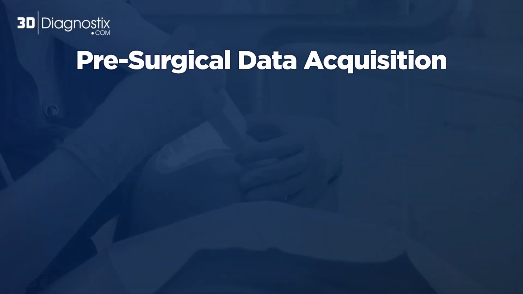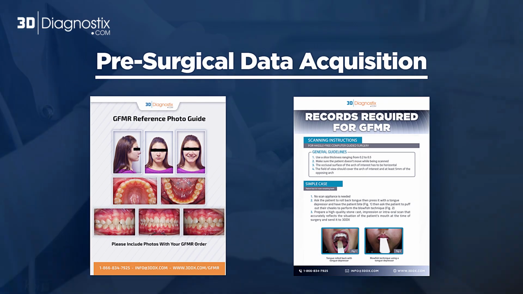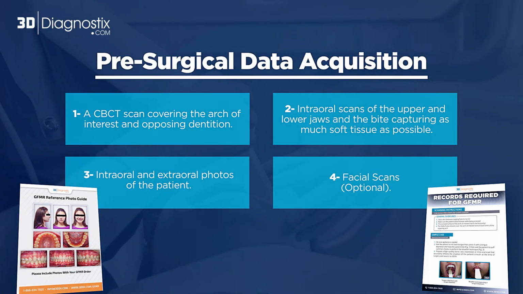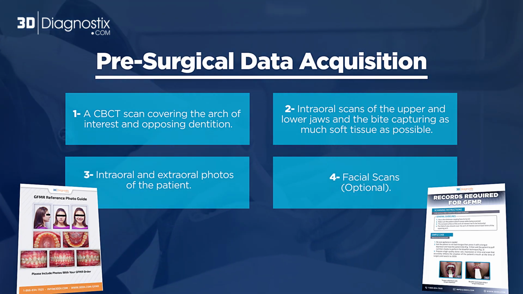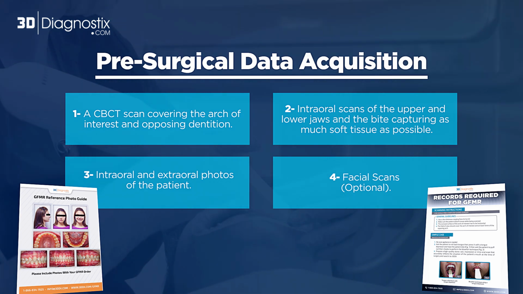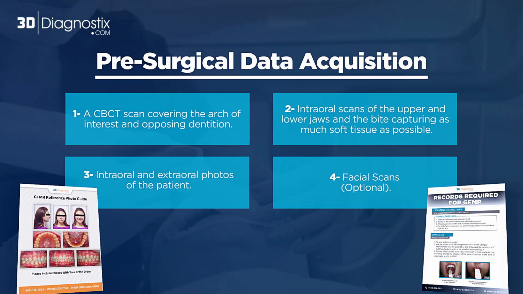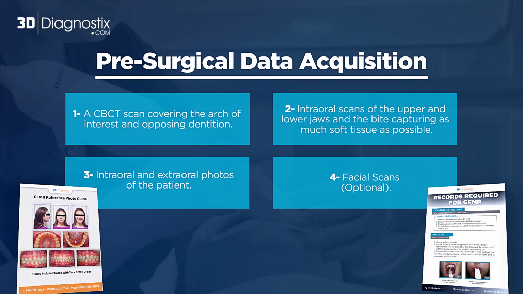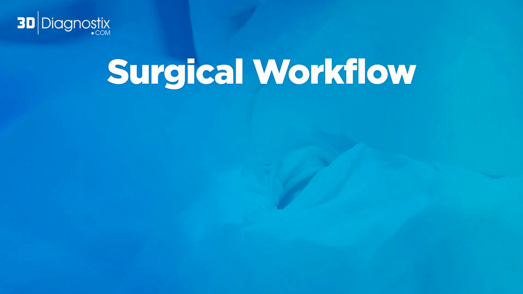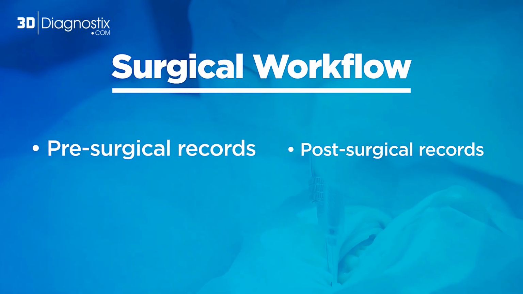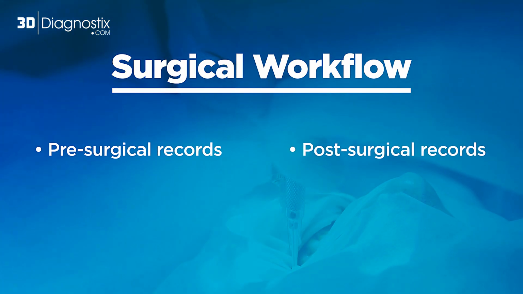technique. After deciding the type of the final restoration and before surgery, you need to provide the following to proceed with prosthetic-driven planning. 1. A CBCT scan covering the arch of interest and opposing dentition. 2. Intraoral scans of the upper and lower jaws along with the bite, capturing as much soft tissue as possible. 3. Intraoral and extraoral photos of the patient. 4. Facial scans. On the day of surgery, the scans required for temporary restorations are divided into 2 segments: pre-surgical records and post-surgical records.